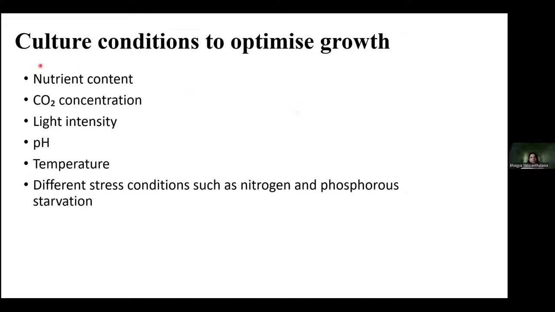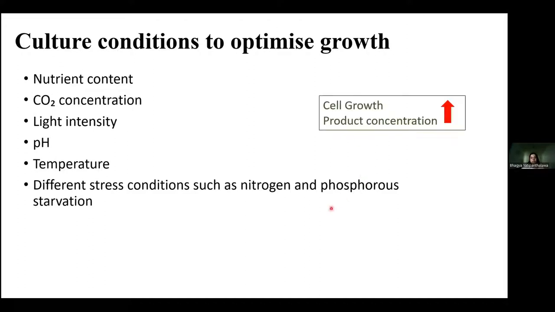And then the next thing we have to optimize is the culture conditions. So once the strain is selected, we have to optimize these culture conditions to optimize the cell growth and the product concentration. We can look at these different aspects, just the nutrient content, carbon dioxide concentration, and others. And some microalgae have the ability to accumulate lipids when they are subjected to stress conditions. So if our end product is lipids, we can probably subject the cells to nitrogen starvation.